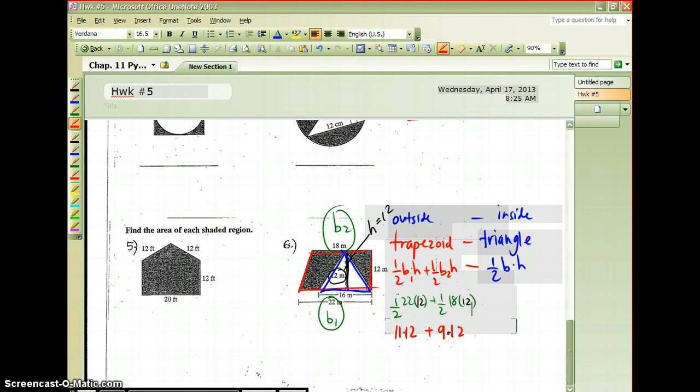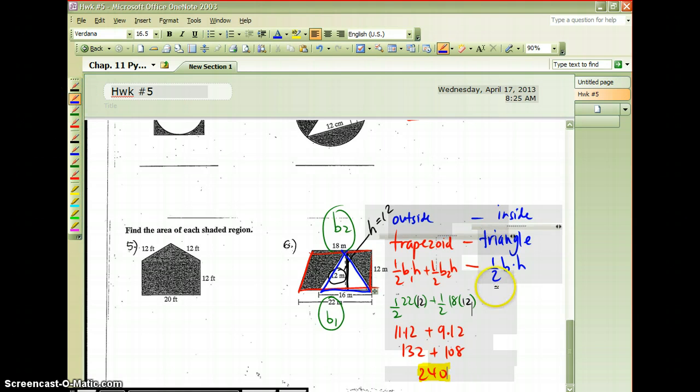Okay, that is going to give me 132 plus 108, and if I add those two together, I will get 240. So that's the outside. The whole trapezoid is 240. But I want to subtract the triangle.